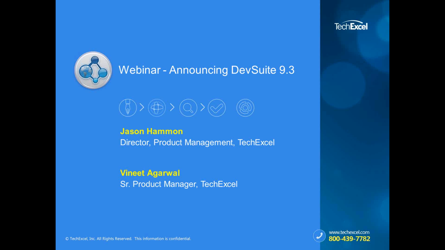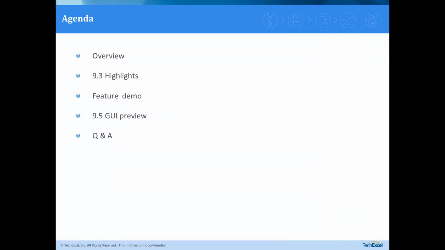Today we're going to be talking about the release of 9.3. Specifically, we'll be going through the highlights of the release. Vineet will give a demo of some of the features, and then I'll be showing a preview of our new HTML5 GUI that'll be out in 9.5 this fall. It'll be a brief presentation giving you some views of the prototypes we have now. At the end, we'll answer any questions that you may have.